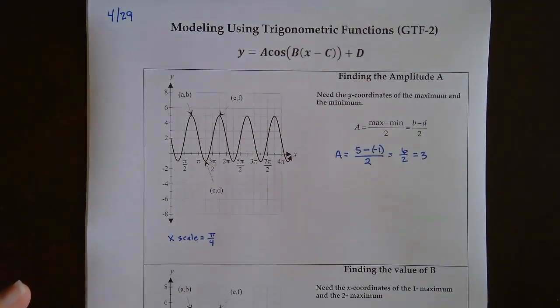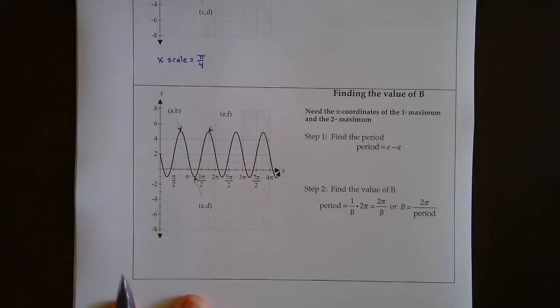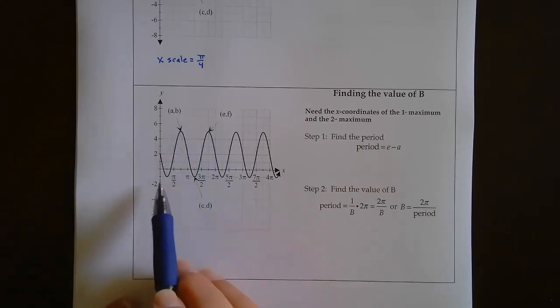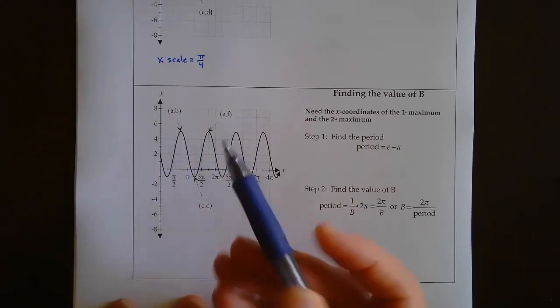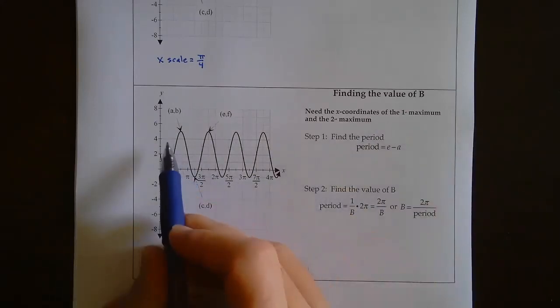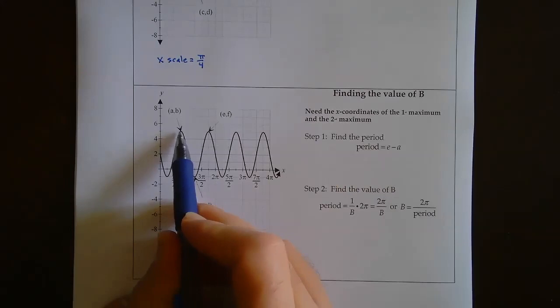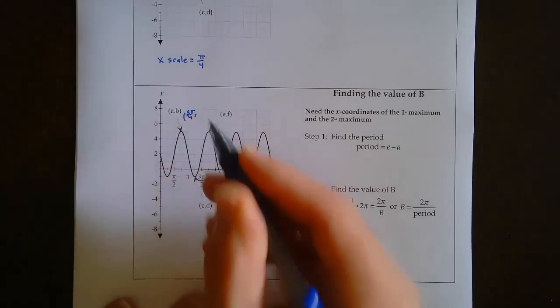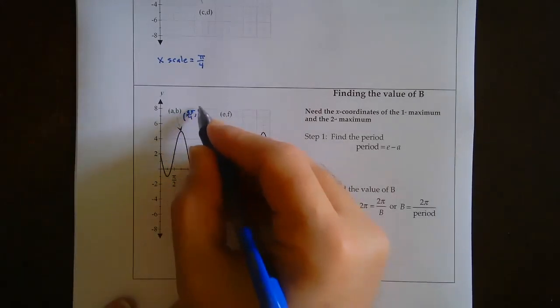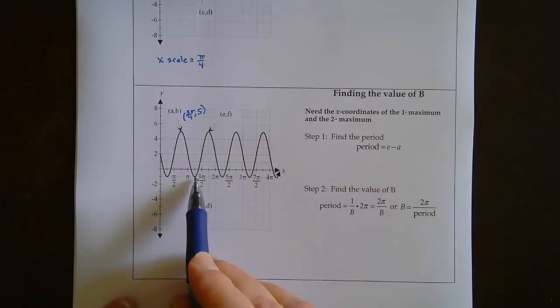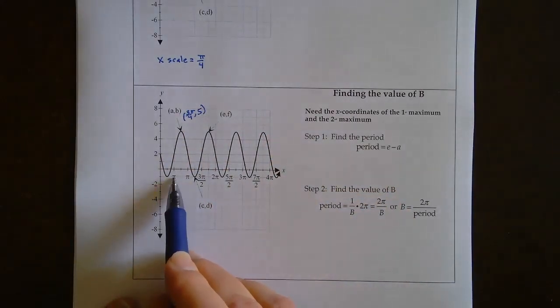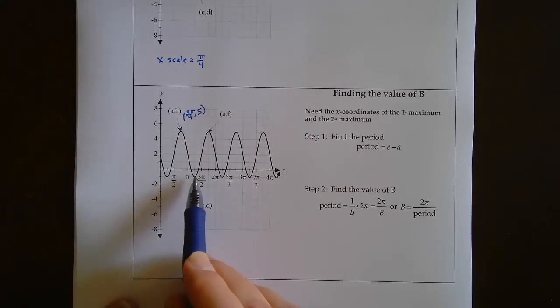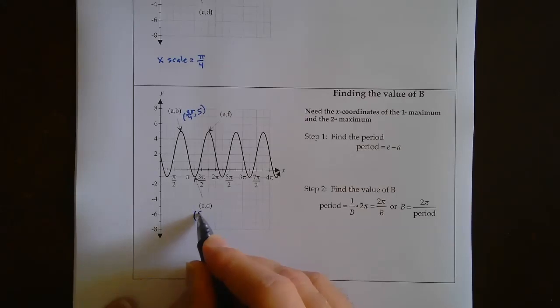Okay, so now let's find our B value. What I know is this first max is 3 lines over, right? But the scale isn't 1, it's pi over 4. So this is pi over 4, 2 pi over 4, 3 pi over 4. So the coordinates of this point are 3 pi over 4, comma, 5. And then down here, this minimum is 1, so pi over 4, 2 pi over 4, 3 pi over 4, 4 pi over 4, 5 pi over 4. So this point right here is 5 pi over 4, comma, -1.